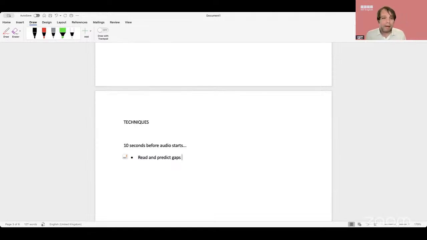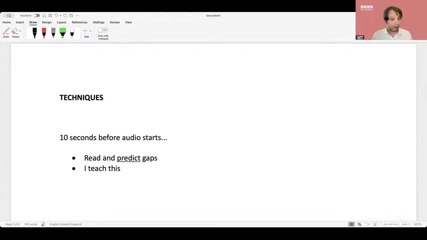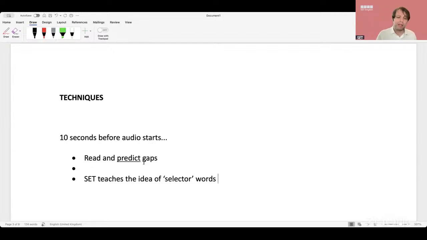Okay, I suppose we can do that. Is there anything else we can do? Mashid, what else can we do? We can maybe read and predict gaps. So we can sometimes use selector words, use it in the bracket to predict the category and which one is the answer when they mention two options. Okay, so guys, I teach the idea of selector words, and I'll talk about that in a minute. So we got predicting gaps.